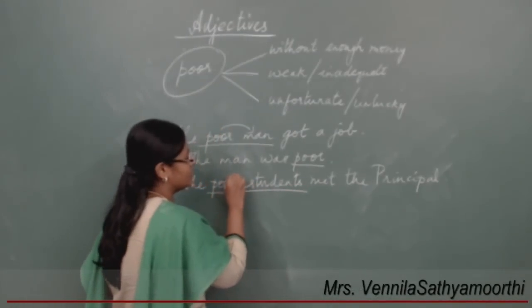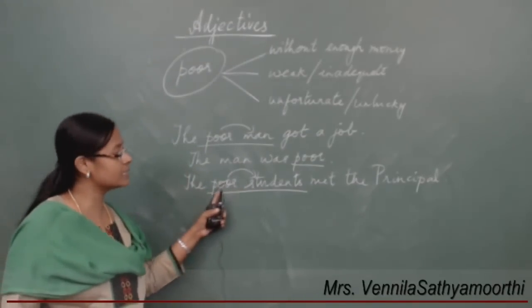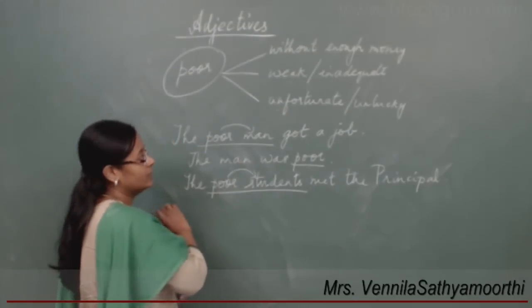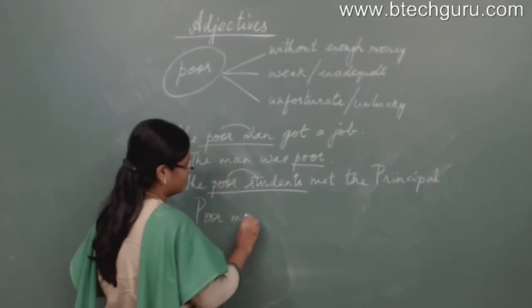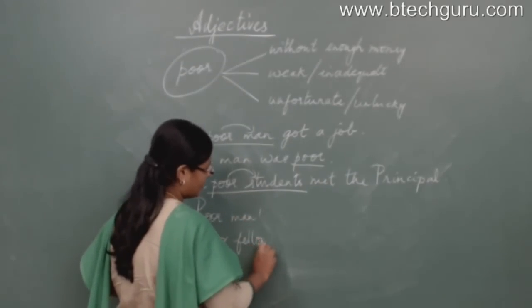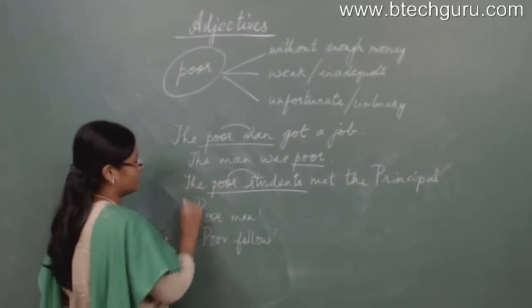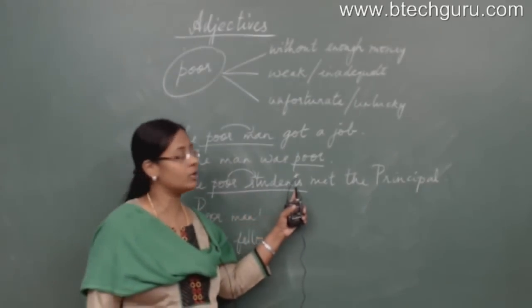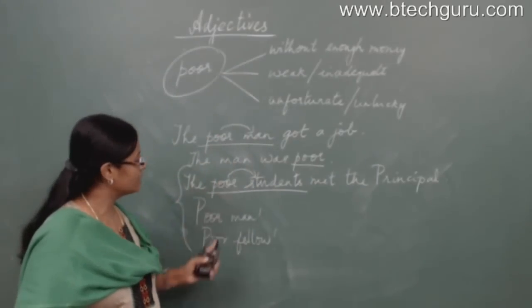So there it means the weak students. So here also it occurs before the noun. It precedes the noun. But when you talk about the third level of meaning, poor man or poor fellow, it is always before the noun. In these two cases, it is always used attributively. If you say the students were poor, it means something else. Only in the first level can you use it both ways, right?